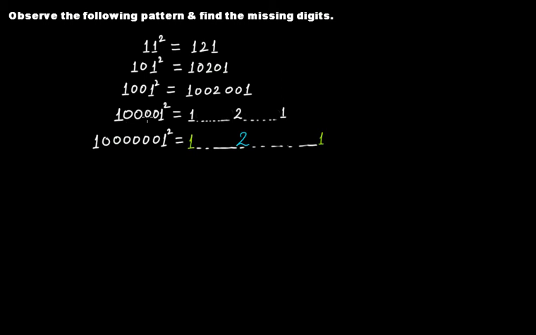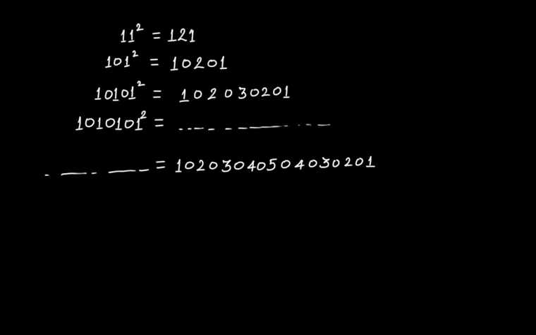Here you have 1, 2, 3 and 4 zeros, so you'll have 4 zeros on the left hand side and 4 zeros on the right hand side. Here you have 6 zeros, so you have 6 zeros on the left and 6 zeros on the right hand side as well, right? So this is the pattern that's very clear to us. Okay, now let's move to the next question.